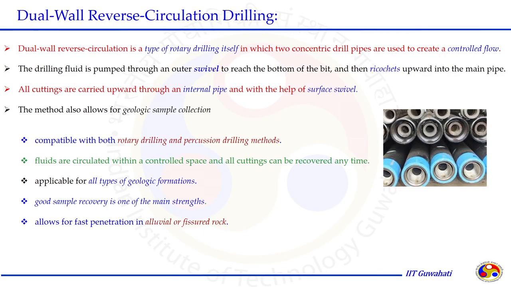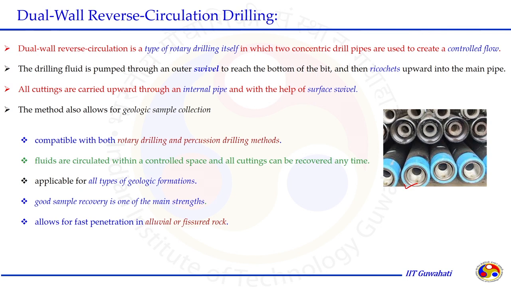In the rotary drill, another feature was added, that is dual wall reverse circulation drilling, in which pipes of concentric type are used to drill the holes. Drilling fluid is pumped through an outer sleeve to reach the bottom of the bit and then ricochets upward into the main pipe. All cuttings are carried upward through an internal pipe with the help of surface sieves.